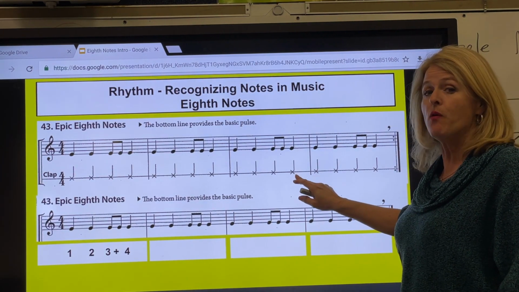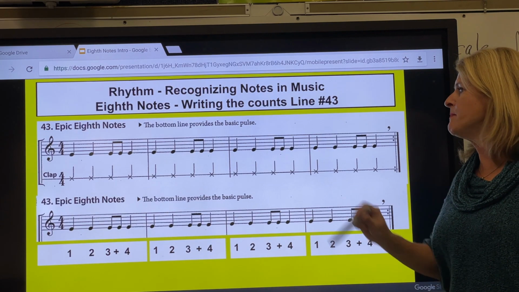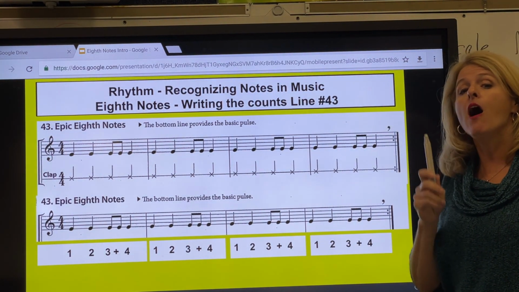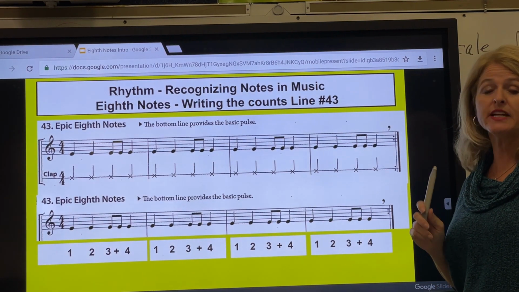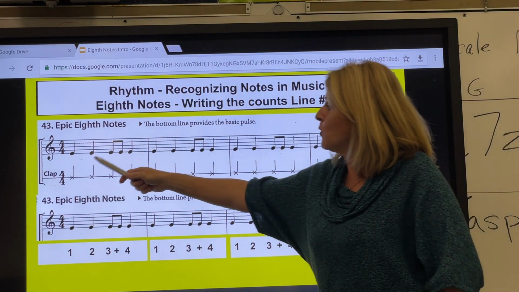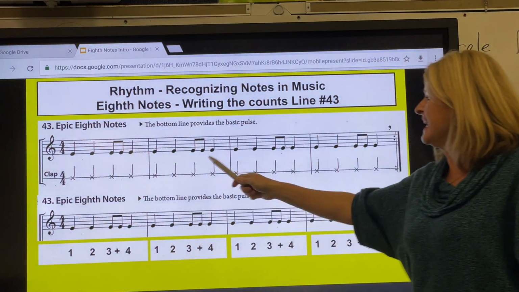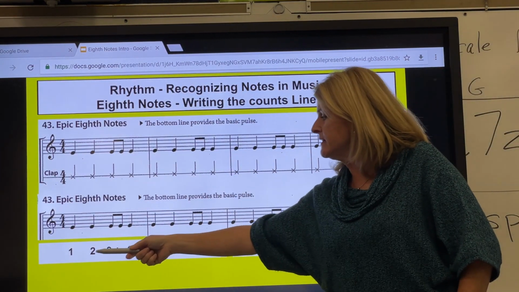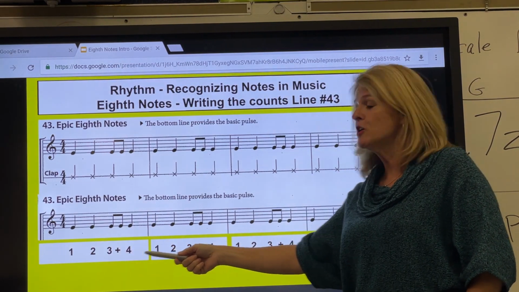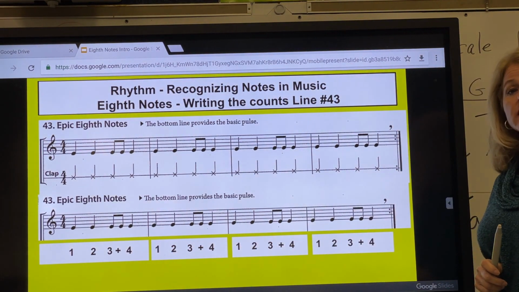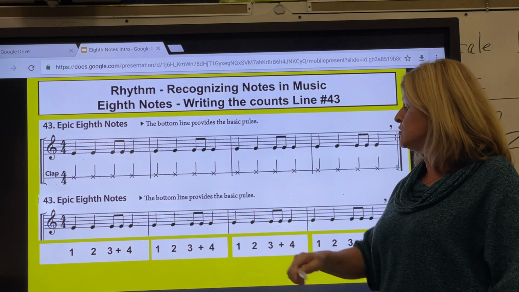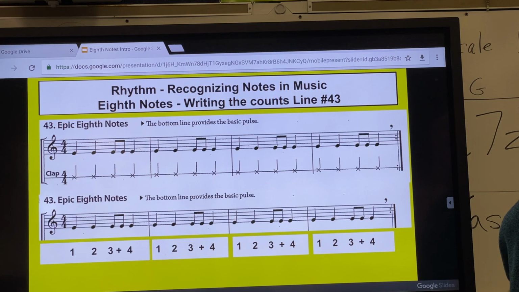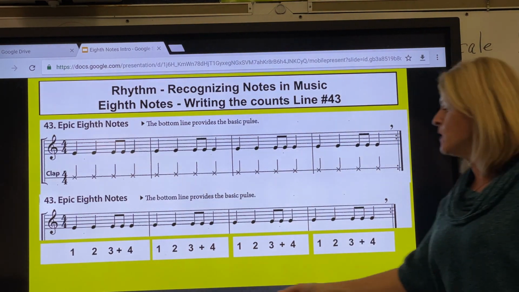Okay, so let's see how well you did. What did you notice about all 4 measures? Did you notice anything? All 4 measures were written identical in rhythm. In the first measure, quarter note, 2 eighth notes, quarter note. In every measure after that, all 4 measures are the same rhythm. So once you filled in the counts for the first measure, you have the answers for the next 3 measures. So in measure 2 should have been 1, 2, 3, and 4. Measure 3, 1, 2, 3, and 4. And measure 4, 1, 2, 3, and 4.